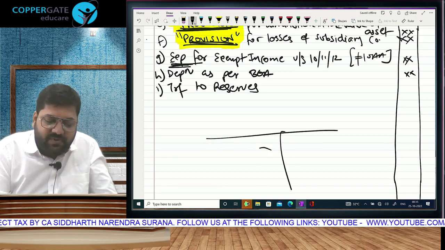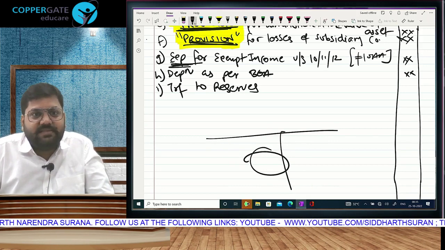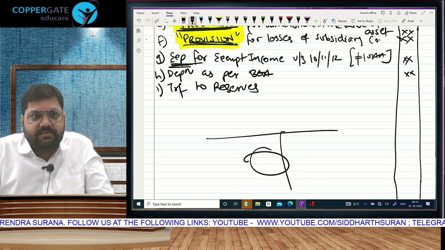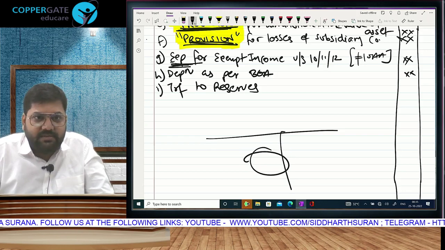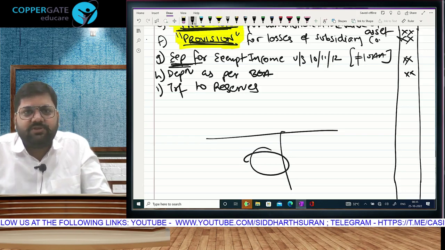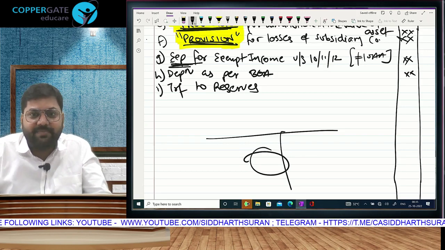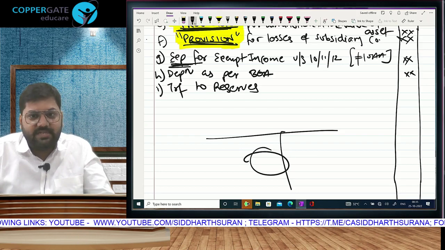Is this transfer to reserve reducing your profit? Is this an expense? It is an appropriation. So we will add it back. This requires no explanation. It is not an expense. You have to add it back. So transfer to reserves, ye add side pe hai mitro. Add side. Transfer to reserve.